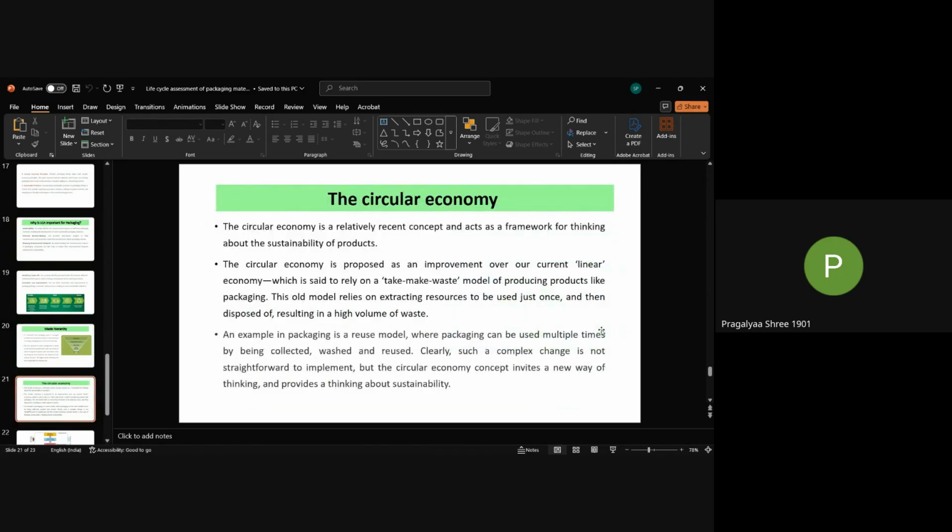The circular economy I told you already. So an example of circular packaging is a reuse model, where packaging can be used multiple times by being collected, washed, and reused. Clearly such a complex change is not straightforward to implement, but the circular economy concept invites a new way of thinking about the sustainability of packaging material, sustainable packaging material which can be reused many times instead of disposing them into soil.